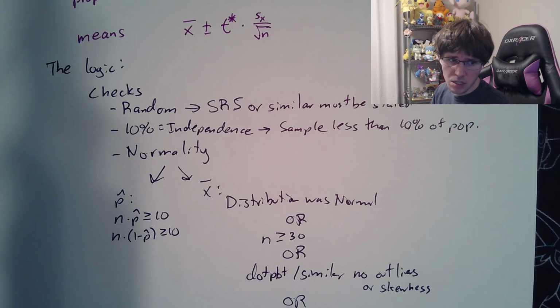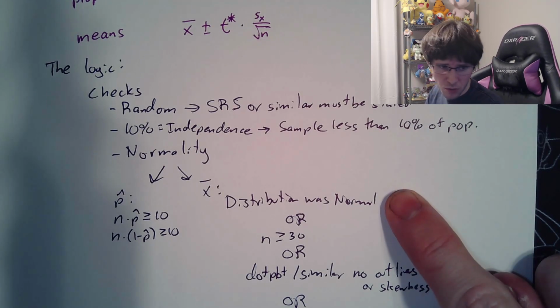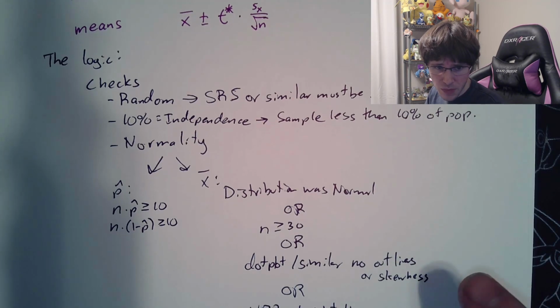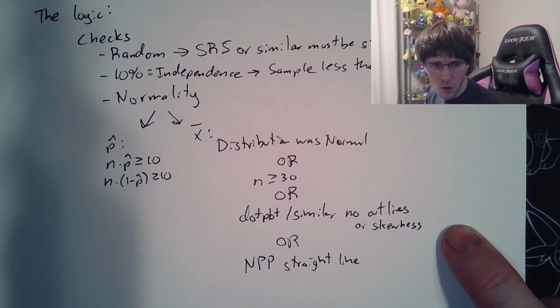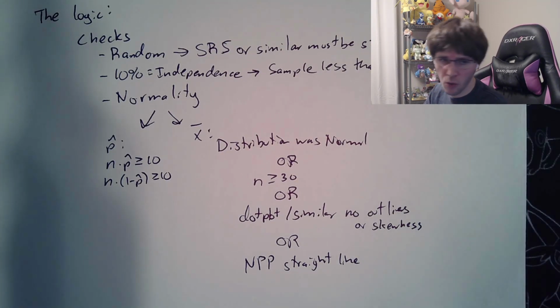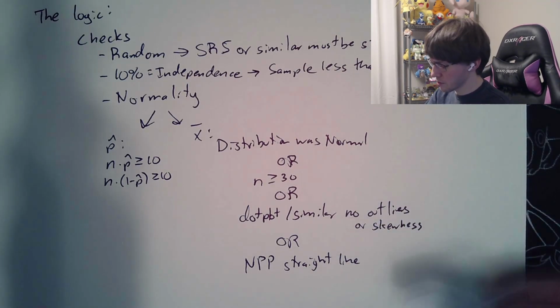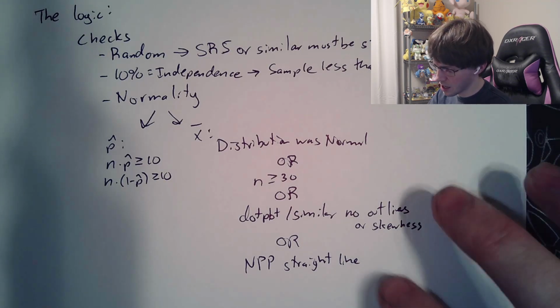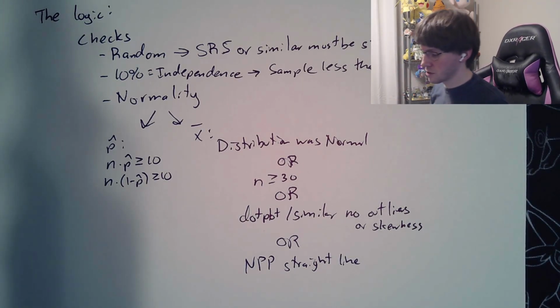Or if you are in an x bar situation, a mean situation, the distribution was normal, or n was greater than 30, or the dot plot, or similar, a box plot or histogram or whatever, shows no outliers or skewness, or the normal probability plot is a straight line. So you have to pick one of those. Literally doesn't matter which one. If the distribution was normal, that's the easiest. n greater than 30 is second easiest. Dot plot and NPP are probably similar in easiness. Those are the ones you do last, only if you have to.